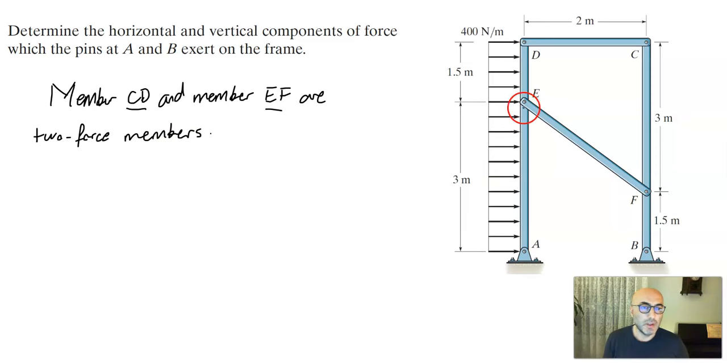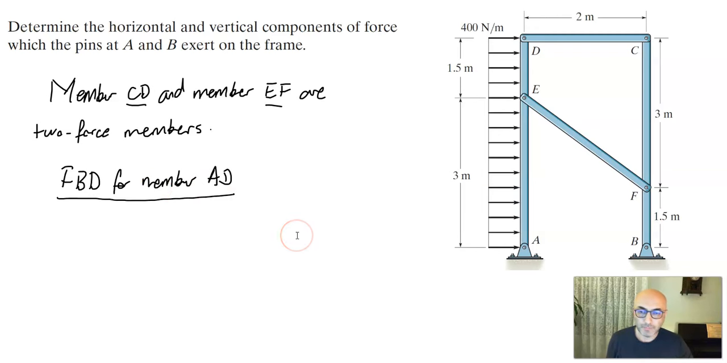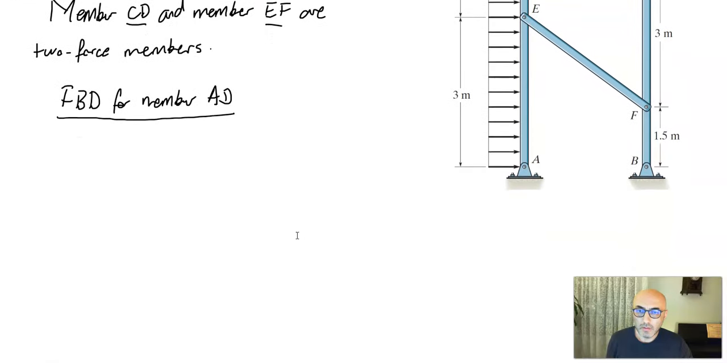So this means that we can isolate member AD and member BC from these two force members and write a free body diagram for member AD and member BC separately. So for member AD, we have member AD here. So, free body diagram for member AD. Okay, so we can write this free body diagram.